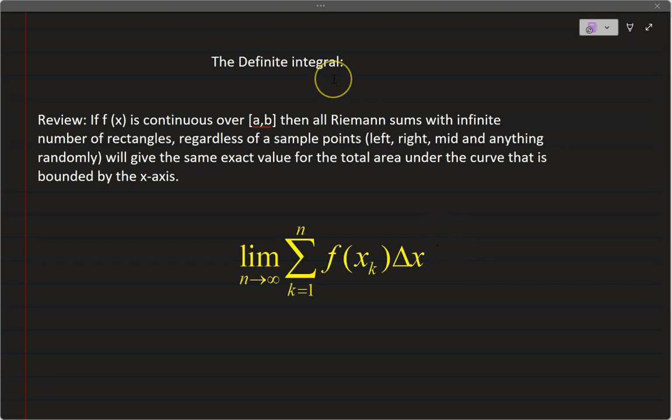The definite integral. This is the lesson for today. Let's go through a review quickly, and then we're going to talk about notations and what that is. Now, you can pause the video and read what I have written right here as a review.